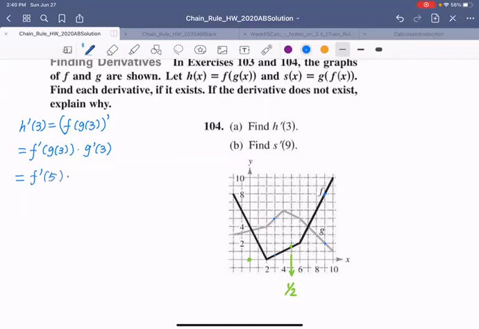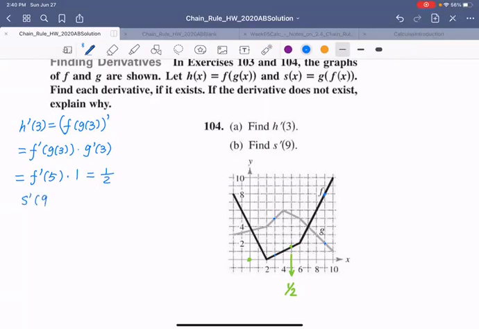And g prime 3, the slope here is how much? Looks like 1. Rise over run, that's 1. We times 1. Now we want to find f prime at 5. The slope there looks like 1/2. Very good. That's it, right?